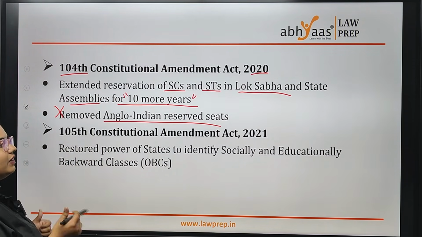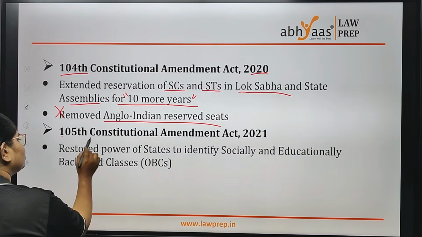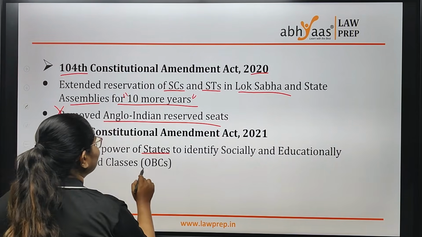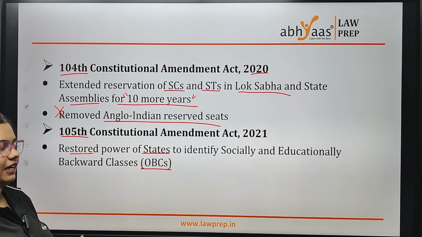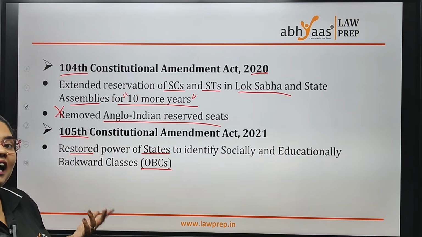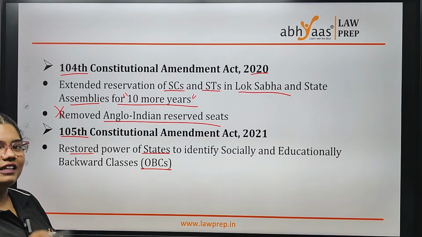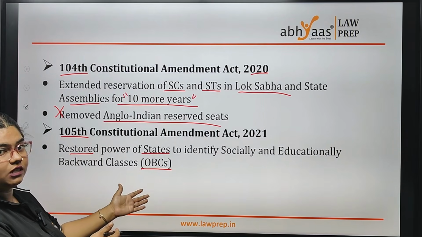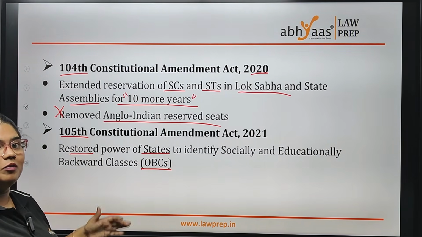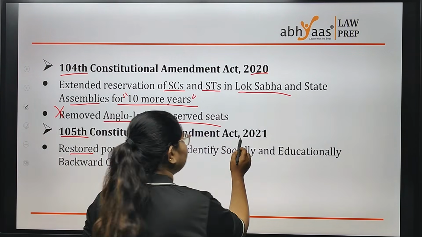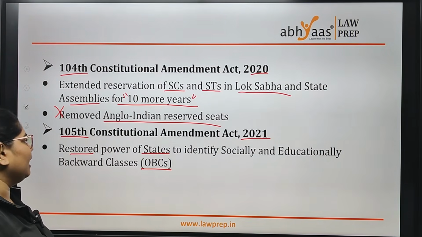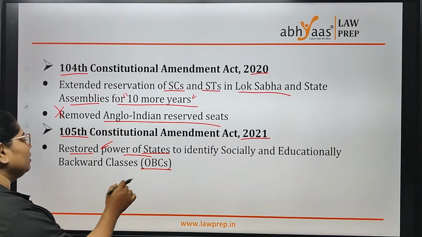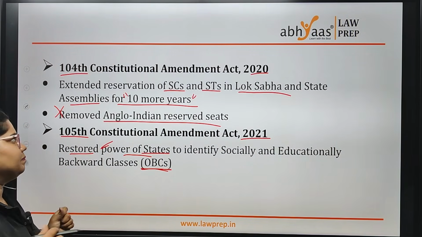Coming to 105, it says restoration of state's power to identify OBCs. Now, a state, say the Telangana government, will have the right to classify which castes will be recognized as OBC. Before it used to be done by the central government. Now, after this amendment in 2021, they said that we give back the power to the state to identify OBCs of their own states.